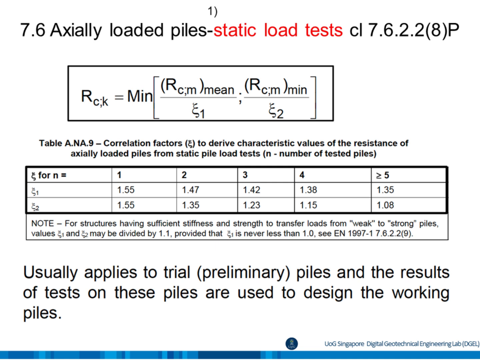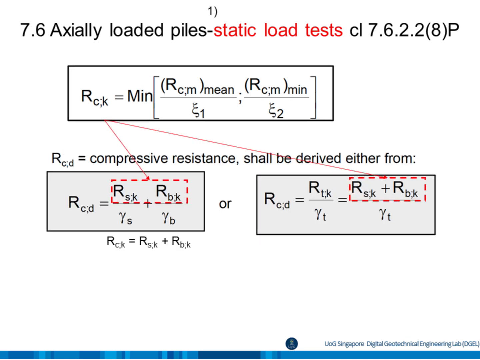First, we determine the measured mean value and the measured minimum value. Then, we apply correlation factors, Xi1 and Xi2. These correlation factors depend on the number of piles tested. So, the more piles we test, the smaller the uncertainty, and the less conservative the result. After that, the characteristic compressive resistance must be divided by the resistance partial factors to obtain the design resistance.